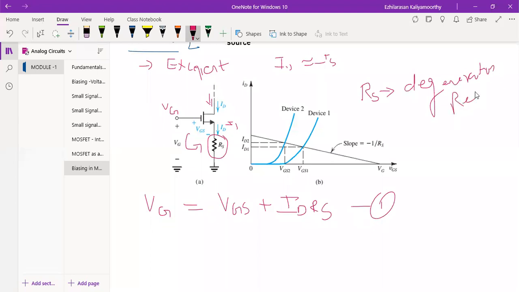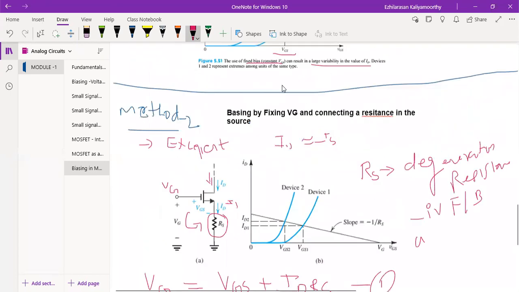Degeneration resistance. This will provide negative feedback action to stabilize the ID value. So now here we can say two cases will be there. You can see in this ID, this is something the same as the previous cases only.